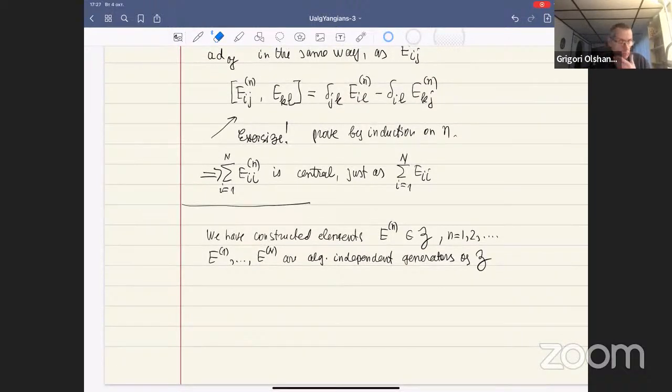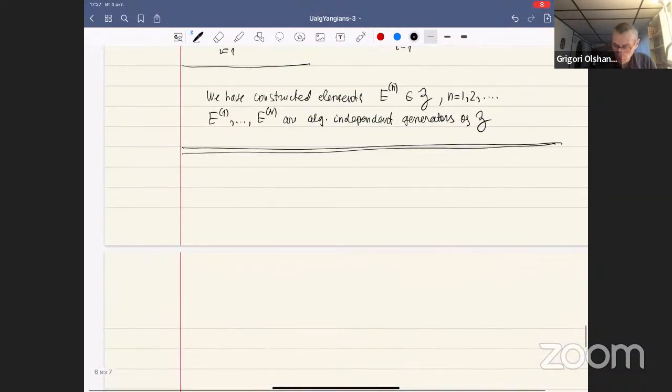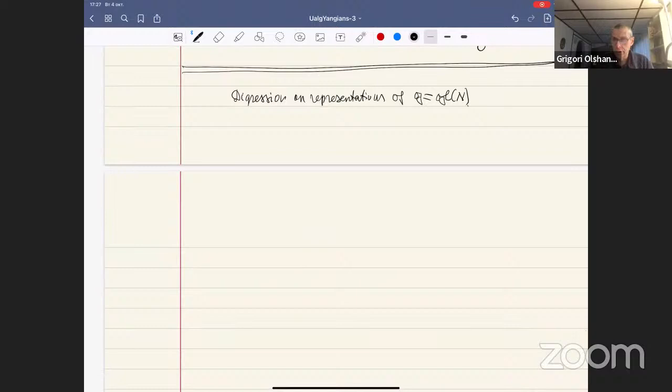To understand the reason for the usefulness of this claim, we have to look at representations. So some digression on representations of this Lie algebra. What kind of representations do I want to consider? I will sometimes speak about representations, sometimes of G-modules, and these two languages are equivalent.